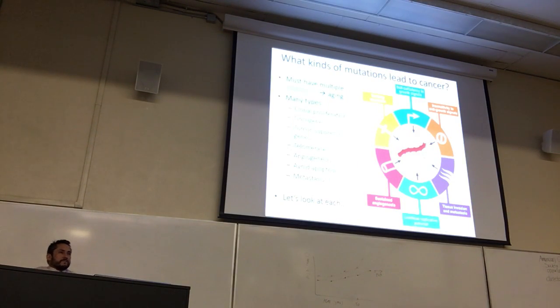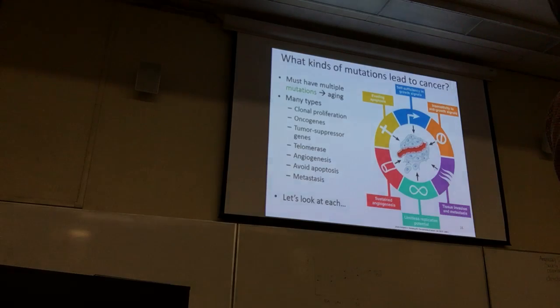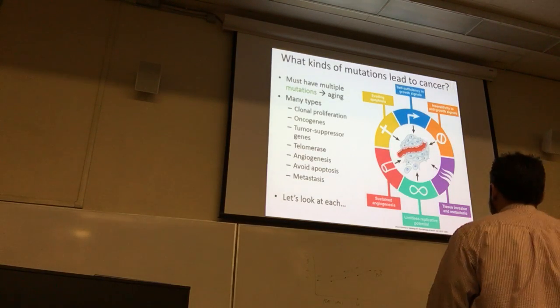So how do we get there? How do we get to these conditions of cancer? These mutations that take place. Well, the mutations take place at the level of the genome, and there are different types of mutations that can happen. And each one of those types of mutations is going to lead to different characteristics.